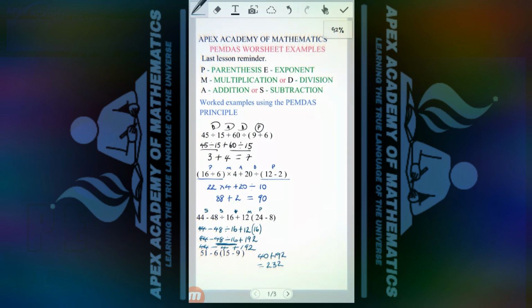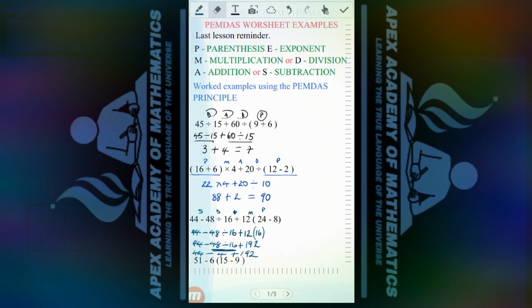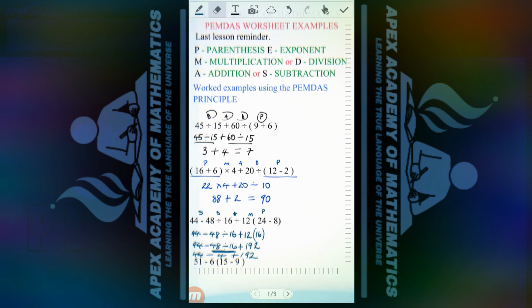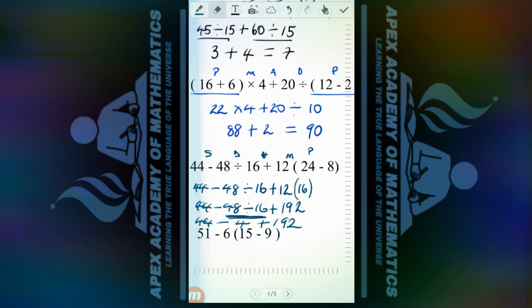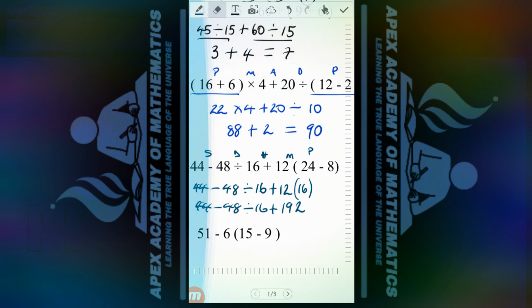So let's zoom a little bit out. I'm just going to erase this for a little bit of space, and then hopefully you got that. All right, so we're going to zoom out here and work this problem out. All right, so let's just take care of this little part right here. All right, good. So for this one here, 51 minus 6 times 15 minus 9, this is a very straightforward one, but of course it has two ways in which you can work it out.